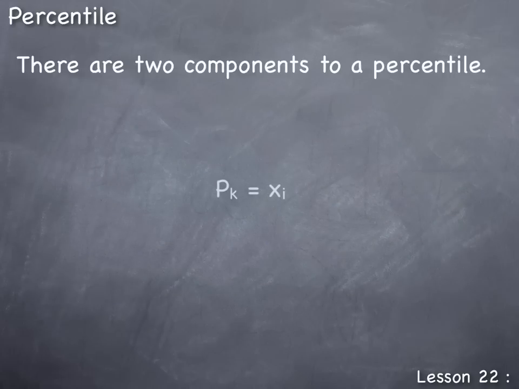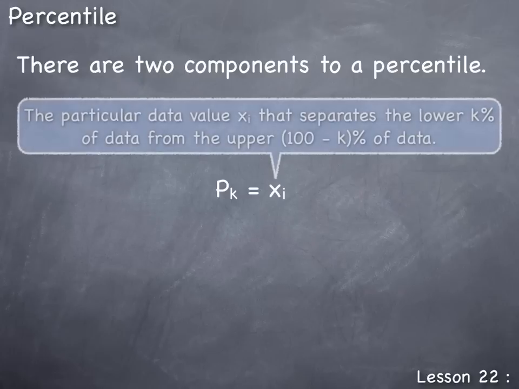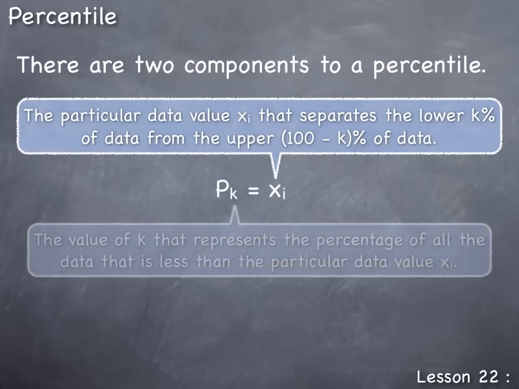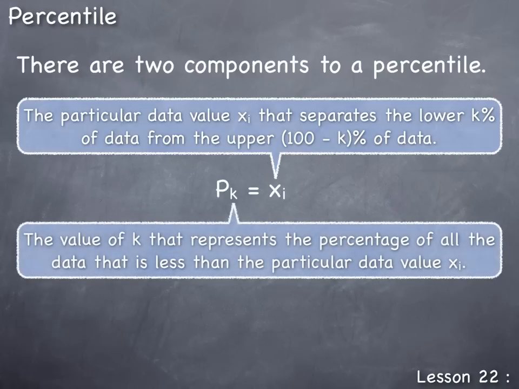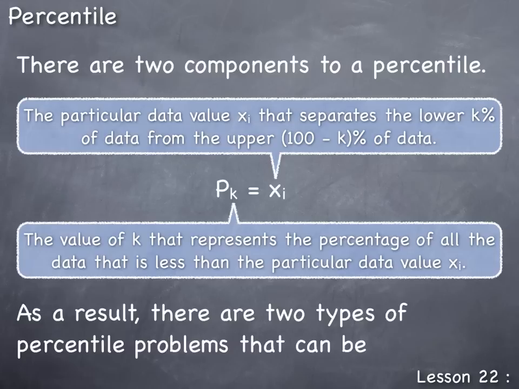There are two components to a percentile: the particular data value x sub i that separates the lower k% of data from the upper 100 minus k% of data, and the value of k that represents the percentage of all the data that is less than the particular data value x sub i. As a result, there are two types of percentile problems that can be solved.